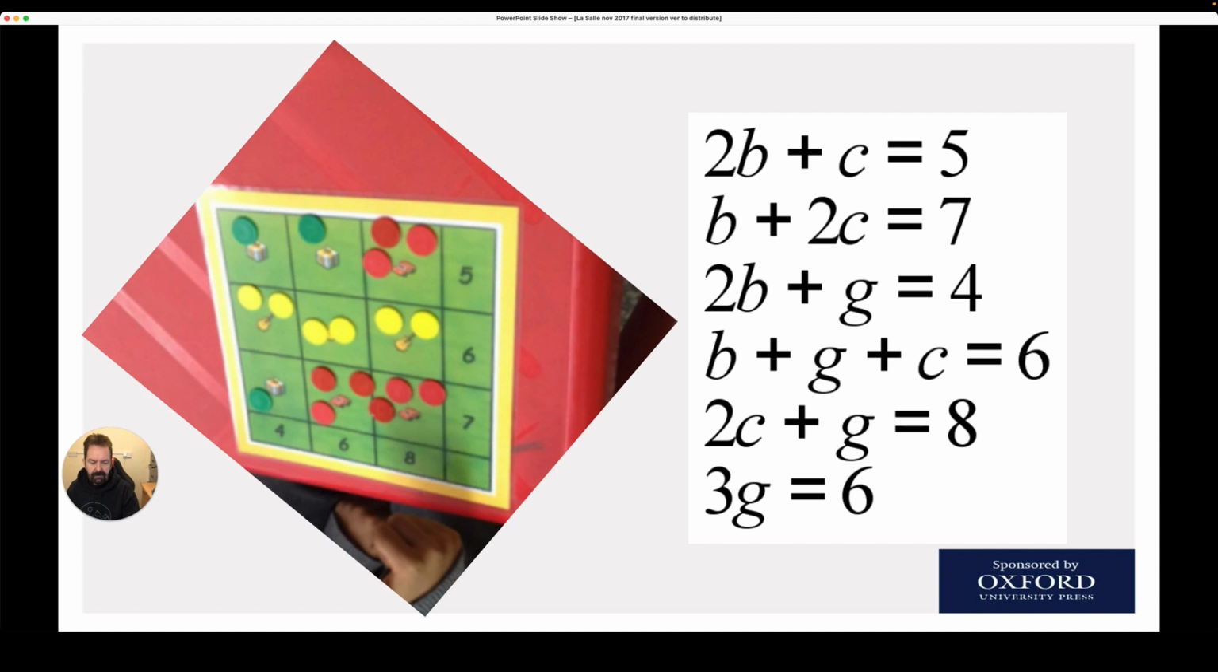So the first equation they solved was 2b plus c equals 5. So they had 2 times the value of a box plus 1 value of the car equals 5. And the next equation, 1 box and 2 cars, or 1 times the value of a box and 2 times the value of a car, equals 7. And they went on to solve those largely by logic rather than trial and improvement, which is very nice to see.